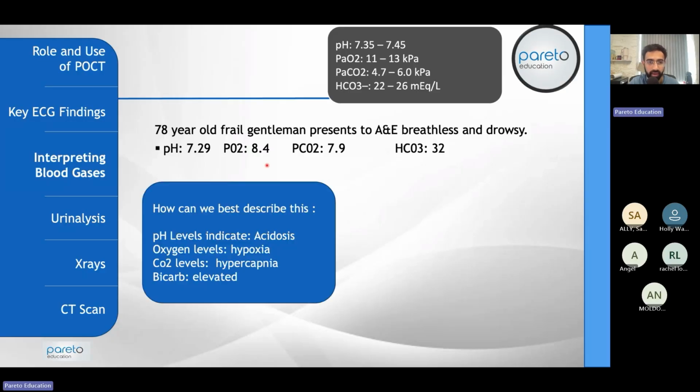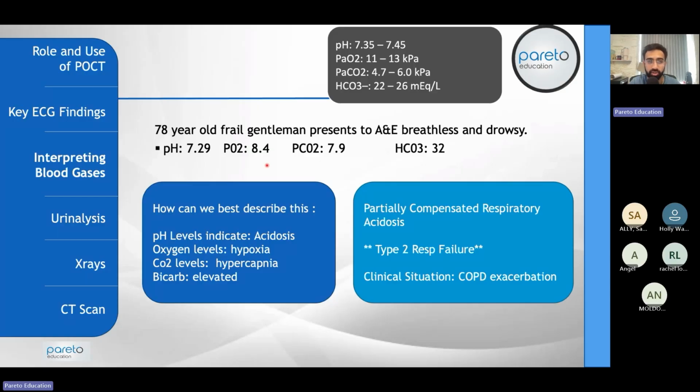Yeah, I agree. So we can see that the pH level is low, which indicates acidosis. The oxygen level is also slightly low, which indicates hypoxia. And of course, we've got significantly raised CO2 levels, which is hypercapnia, and the bicarb is also elevated. So this is partially compensated respiratory acidosis occurring in type 2 respiratory failure. And the situation most likely representing this is COPD exacerbation.